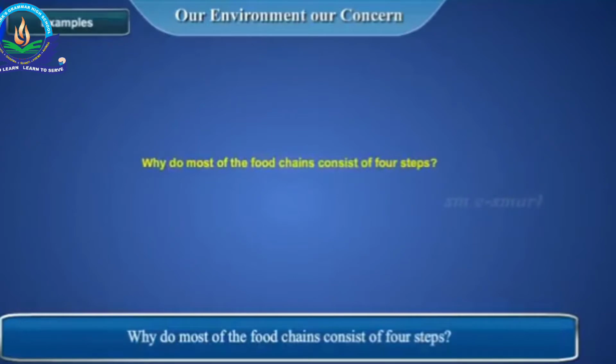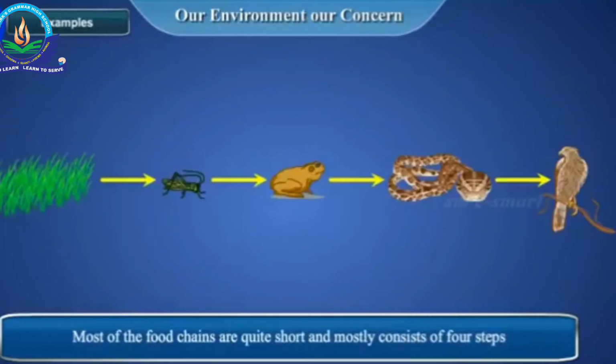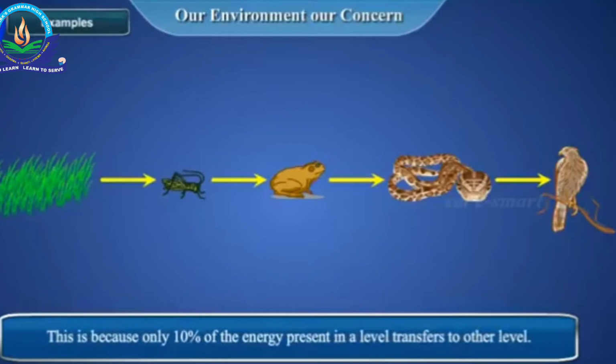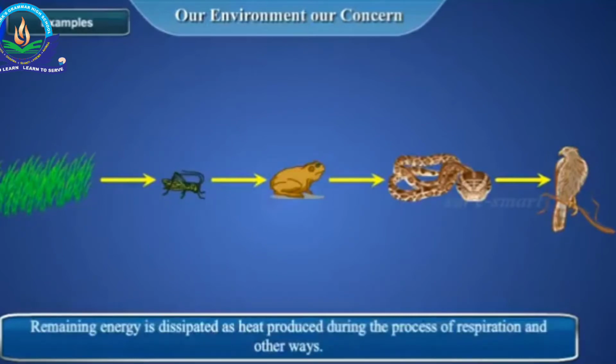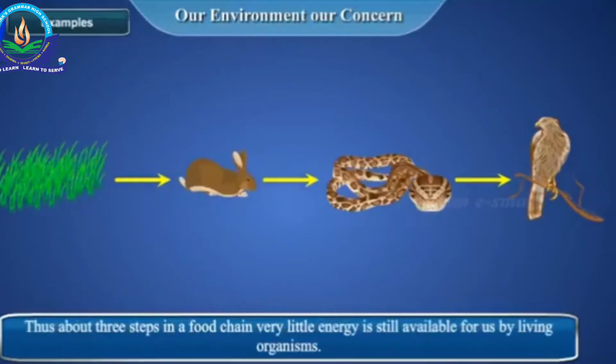Why do most of the food chains consist of 4 steps? Most of the food chains are quite short and mostly consist of 4 steps. This is because only 10% of the energy present in a level transfers to the next level. The remaining energy is dissipated as heat produced during the process of respiration and in other ways. Thus, beyond 3 steps in a food chain, very little energy is available for use by living organisms.